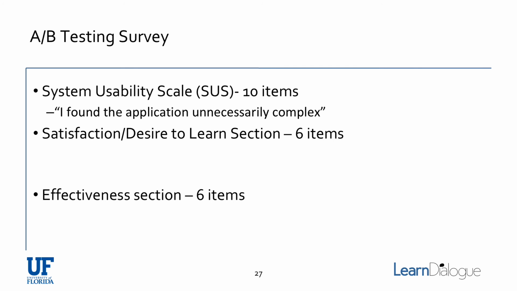The first section, SUS, is a validated 10-item survey that is widely used to evaluate the usability of a system or application. A sample statement from this section is, "I found the application unnecessarily complex." Participants scored this section on a 5-point Likert scale from strongly agree to strongly disagree.